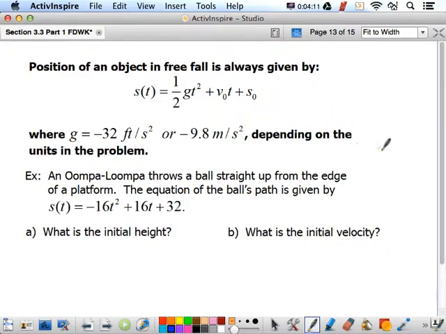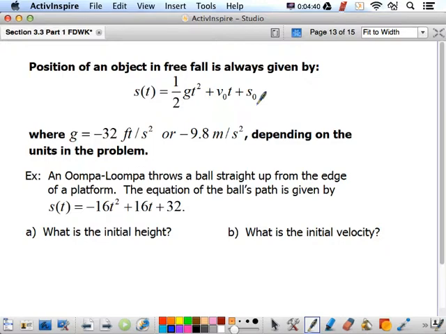Okay. Now all you need to know to figure that out is you have to know what the two gravity constants are. Acceleration due to gravity. So if you're in feet, that is negative 32 feet per second squared. But if you're in meters, it's negative 9.8 meters per second squared. And so you just substitute in the g that you need to use, the initial velocity, and the initial height. And that's where all of these position functions come from.